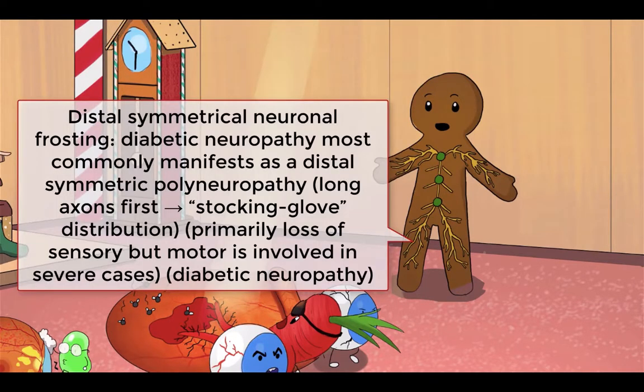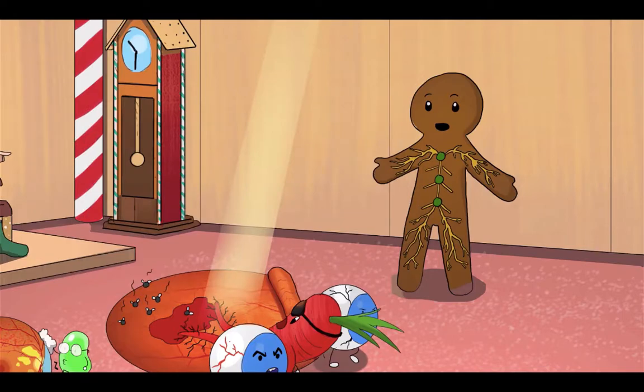Diabetic neuropathy most commonly manifests as a distal symmetric polyneuropathy. It primarily involves a loss of sensory axons with damage to the longest axons first. This leads to a progressive loss of distal sensation, which starts in the lower extremities and later involves the hands in a classic stocking glove distribution. In severe cases, motor axonal loss can occur, presenting as weakness in a similar distribution.